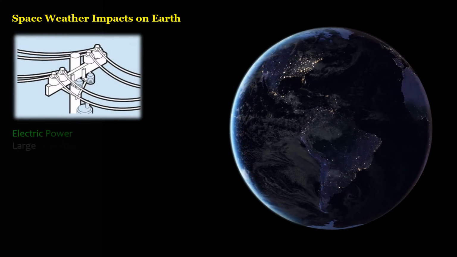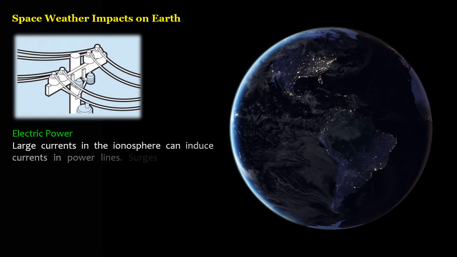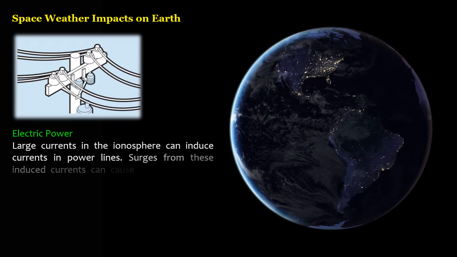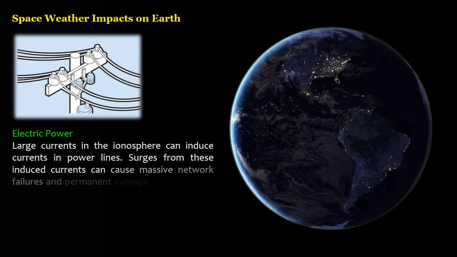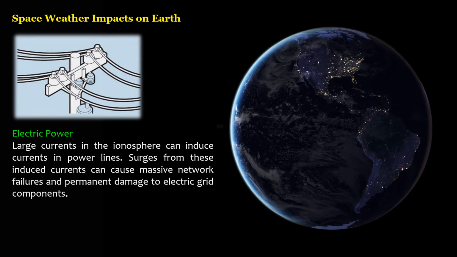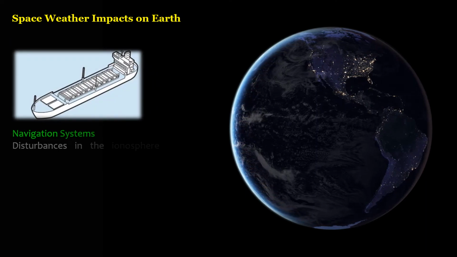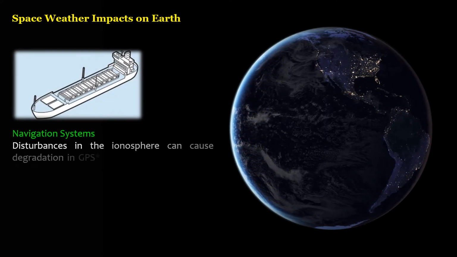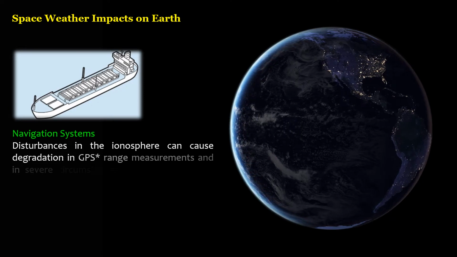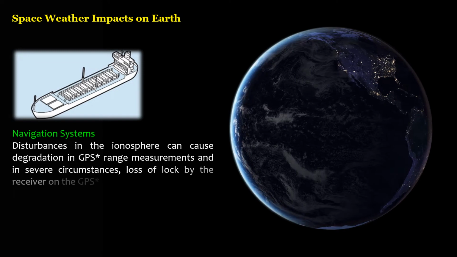Electric power. Large currents in the ionosphere can induce currents in power lines. Surges from these induced currents can cause massive network failures and permanent damage to electric grid components. Navigation systems. Disturbances in the ionosphere can cause degradation in GPS range measurements and, in severe circumstances, loss of lock by the receiver on the GPS signal.